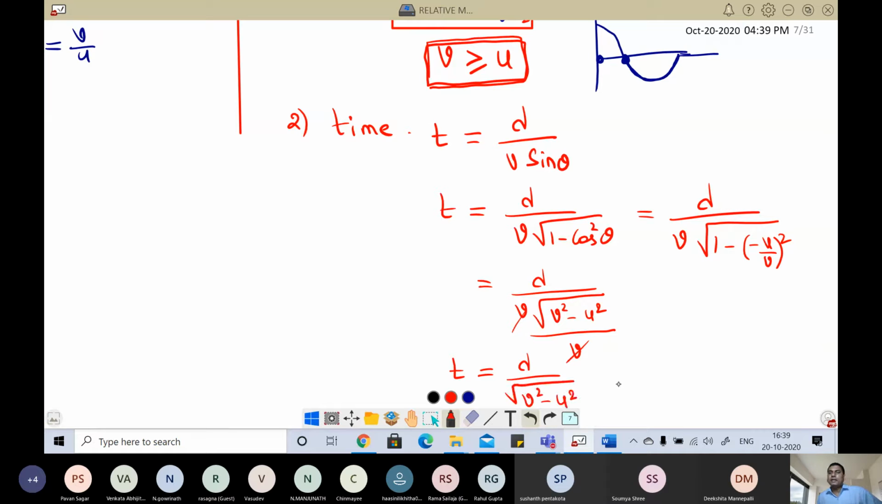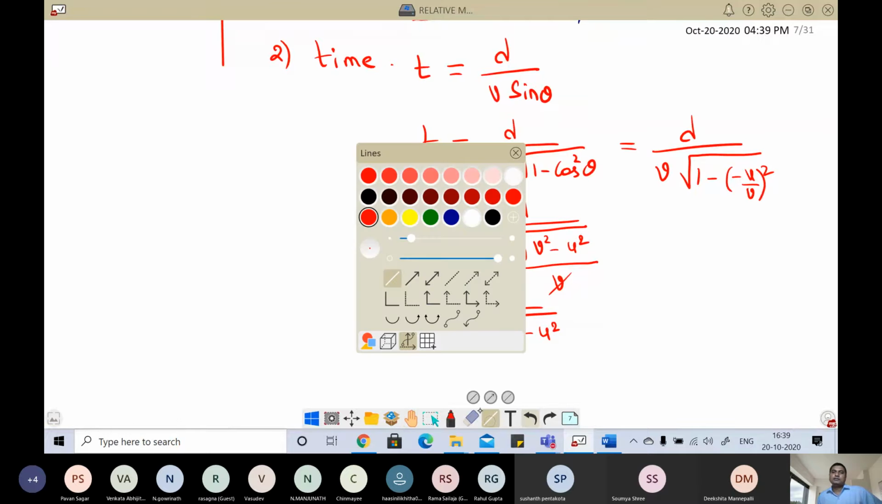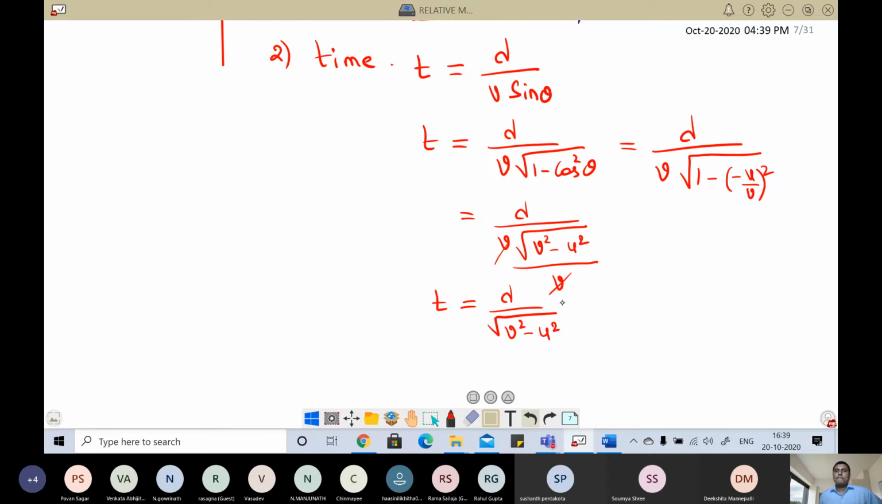Here also you should write first the man's effort, because man's effort will be larger than the river velocity. So this is very important. The expression for time we got as D by root over V square minus U square.